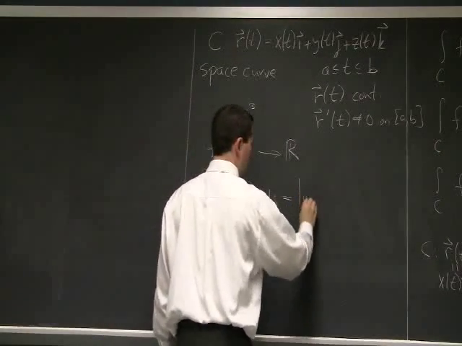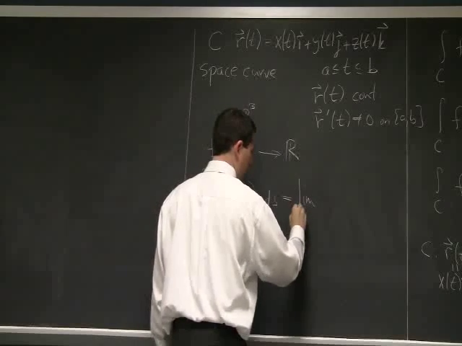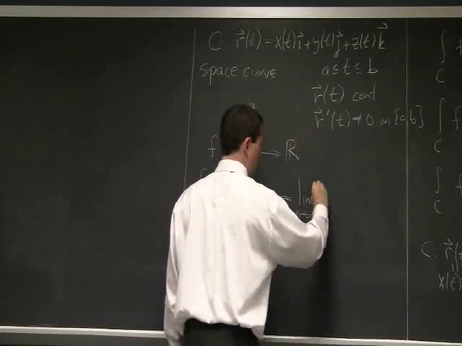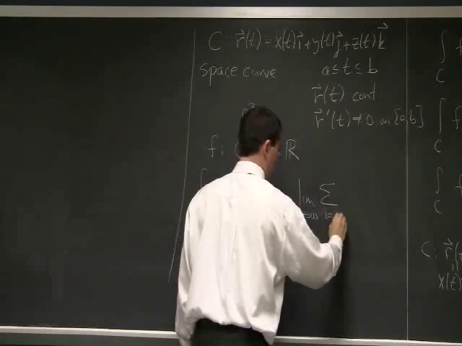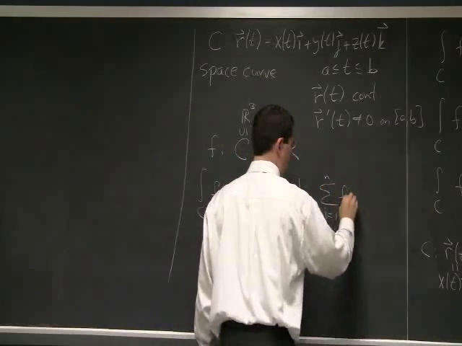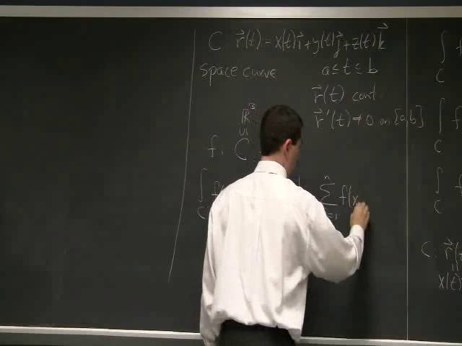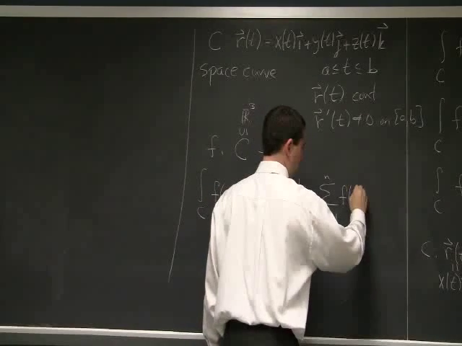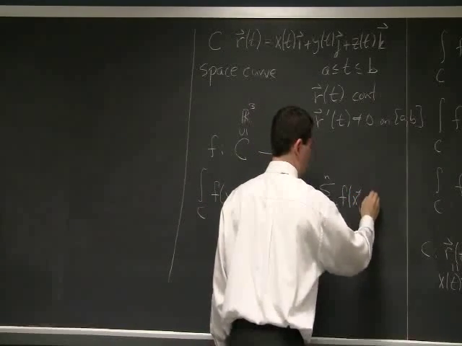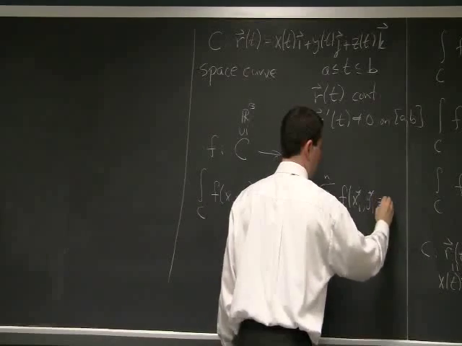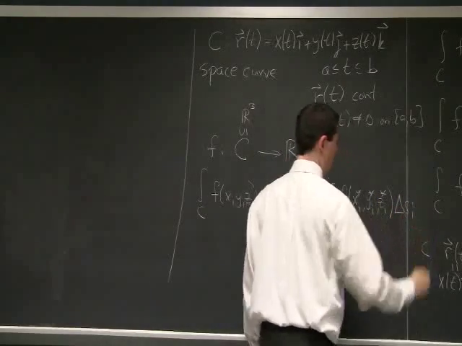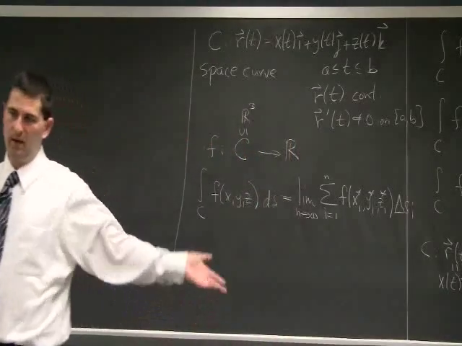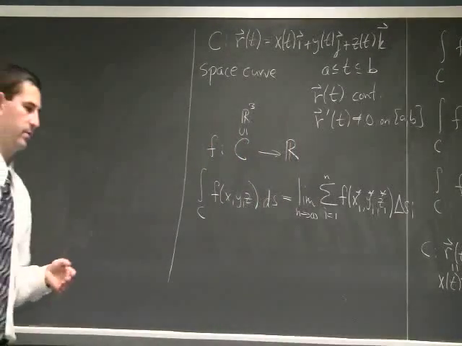And so you just define it as the limit as n goes to infinity of the sum, i equals 1 to n, and then you have f of, well, we do the same thing as before, where we choose points on the curve and evaluate the function at that point and then multiply by arc lengths. It's the exact same definition, just with three variables.